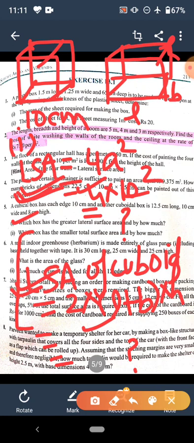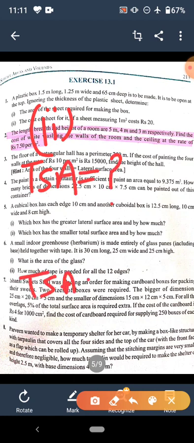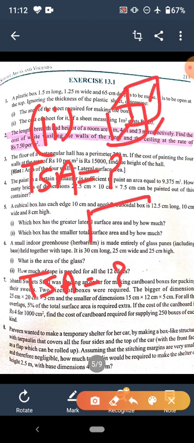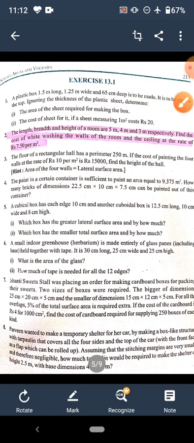And in the second part of the same question, which box has the smaller total surface area? So for the second part, what you have to do? You have to find out the total surface area of the cube, and then you will find out the total surface area of the cuboid. For both the shapes you will find the total surface area, and after finding it, you again compare which box is smaller, and then by how much, for that you will find the difference. Get it? So next is question number 6.